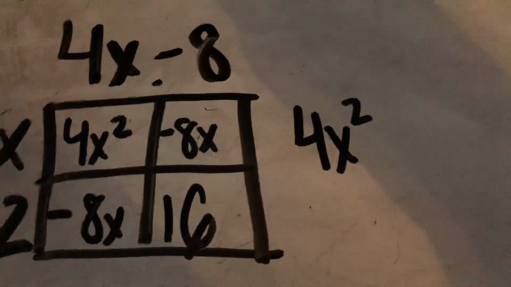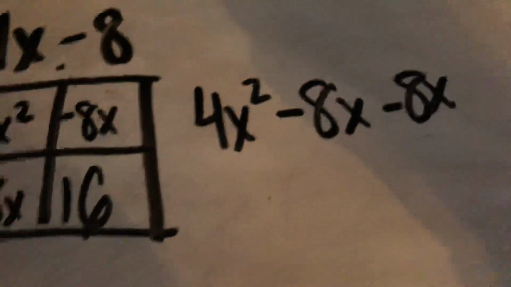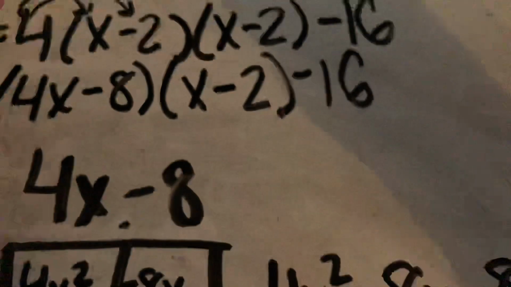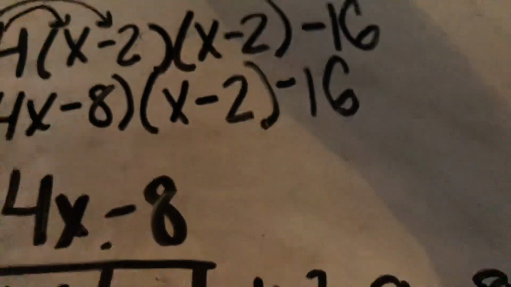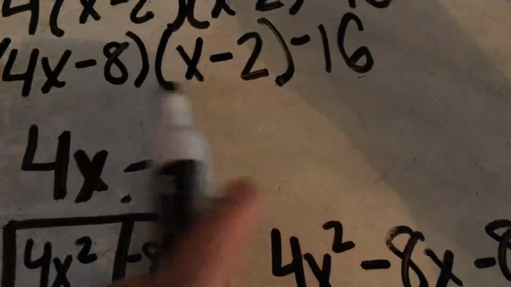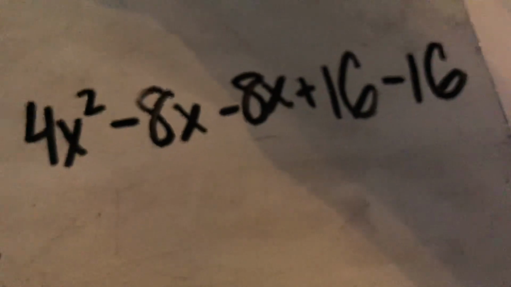Write this out. 4x squared minus 8x minus 8x plus 16. What I don't like about sneaky square in this situation is that sometimes we forget to look back at that original equation and we forget, oh, there's a minus 16 after our factor. After we combine the factors, we still have to add that minus 16 in the end.